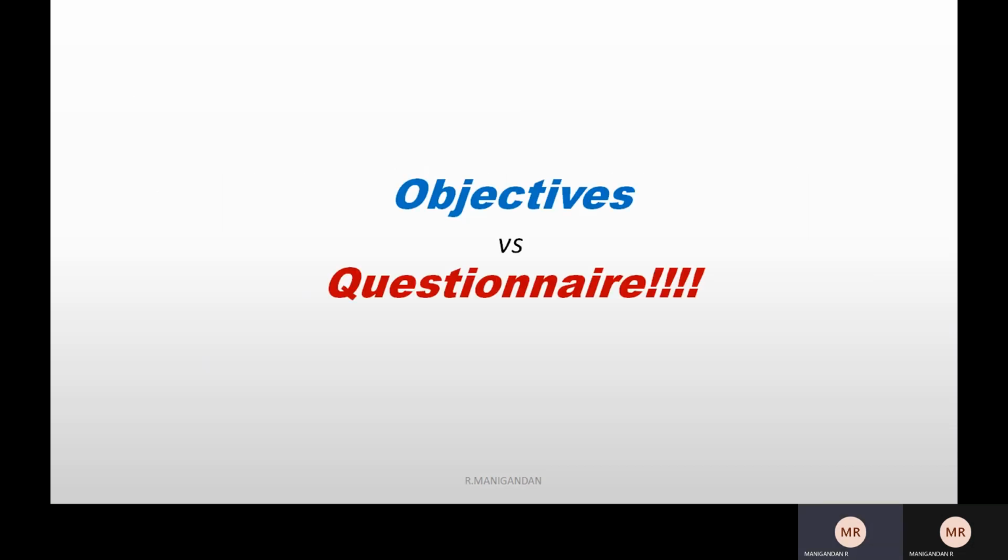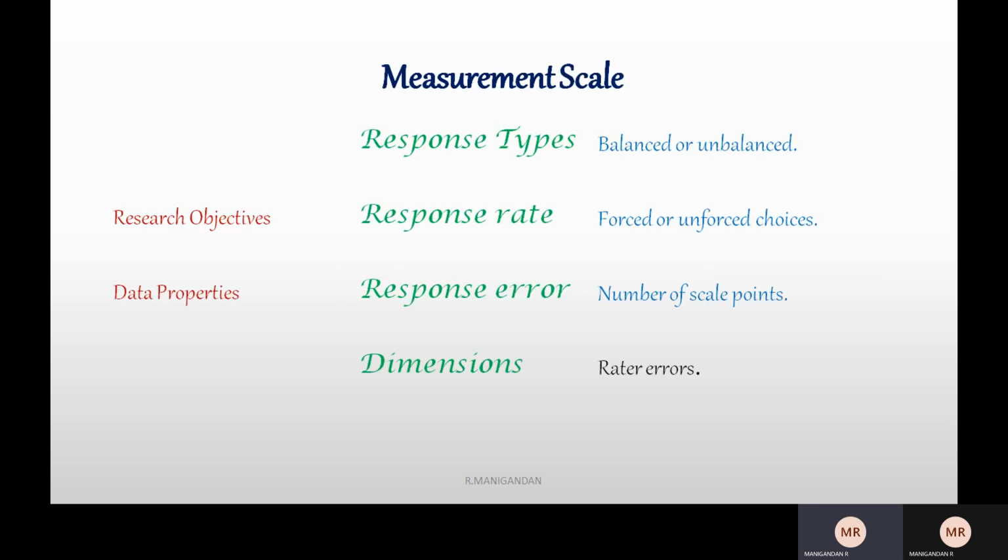Next, objective versus questionnaire. What is the objective, what is the questionnaire, and how are they correlated? Next we want to see the measurement scales, research objectives and data properties. Research objectives are the main part of research, so based upon the research objectives, you need to frame the questionnaire.